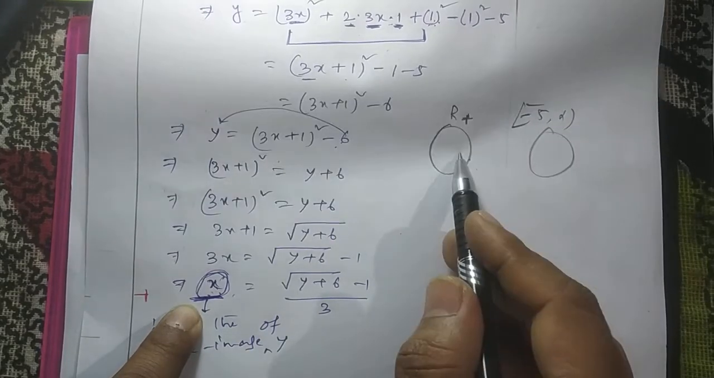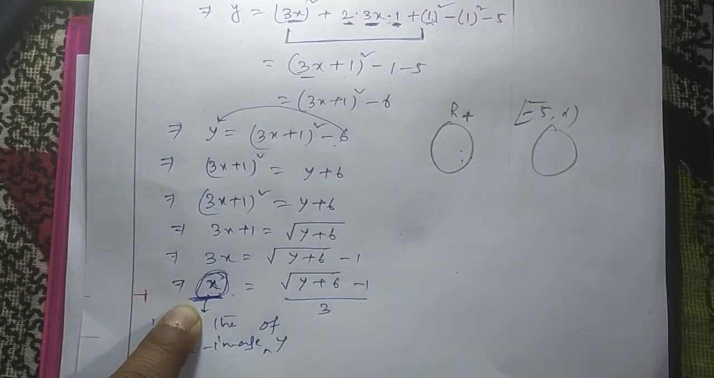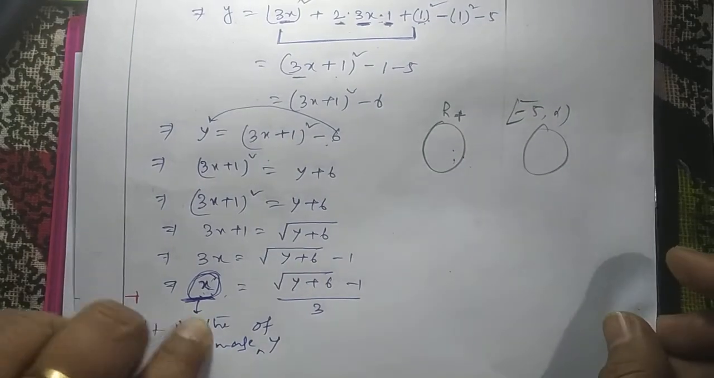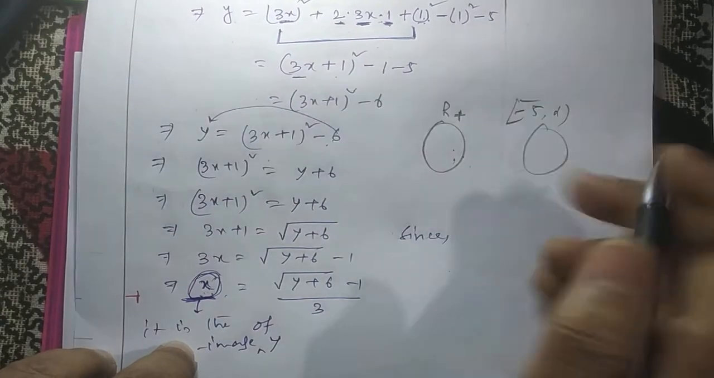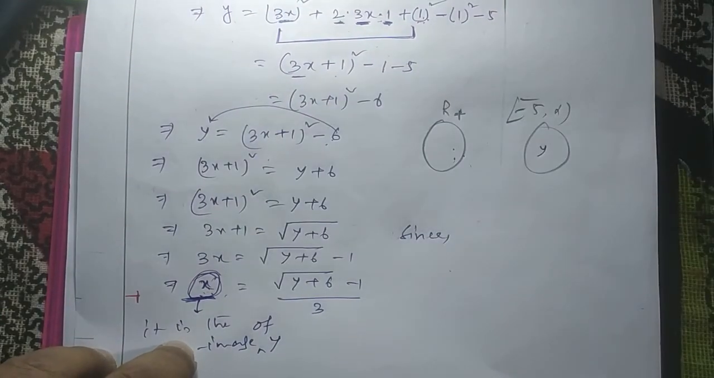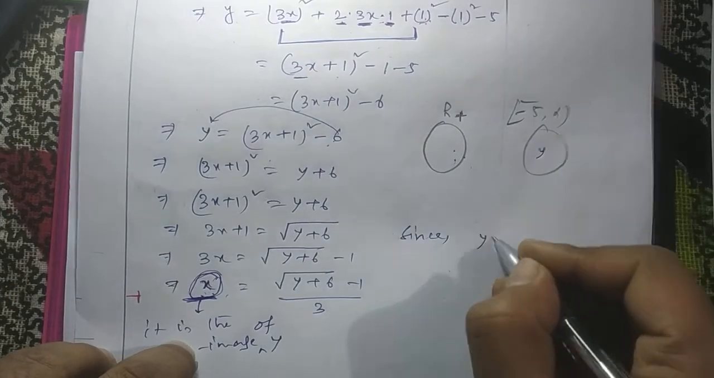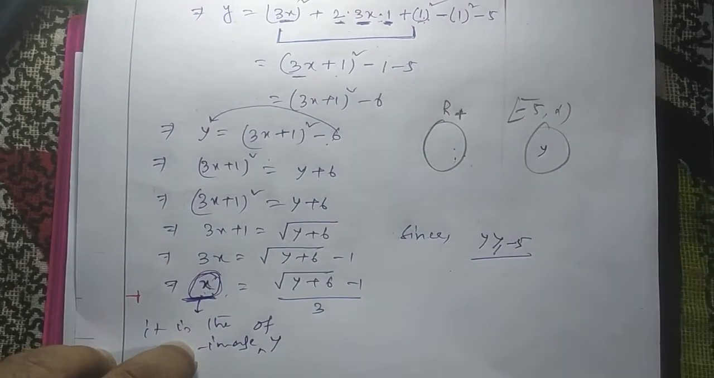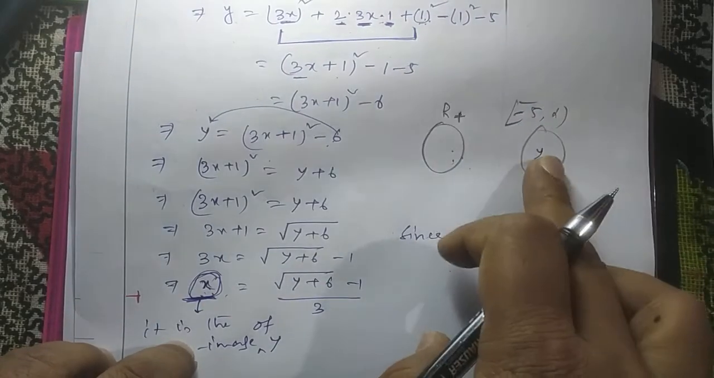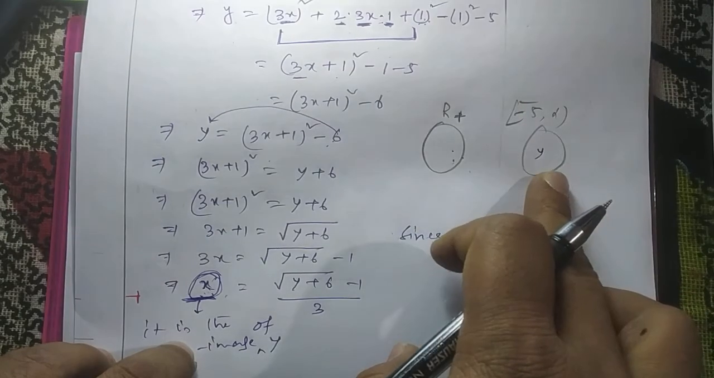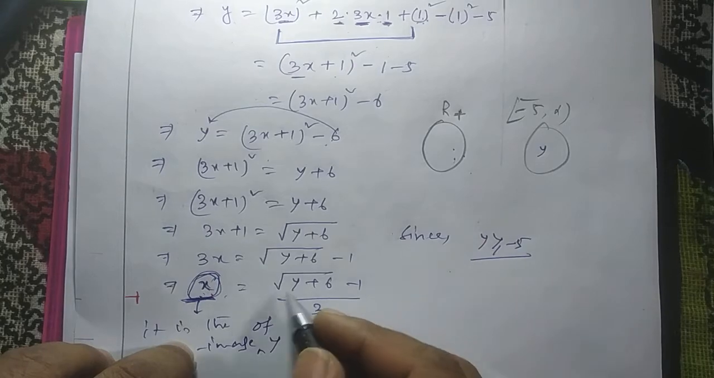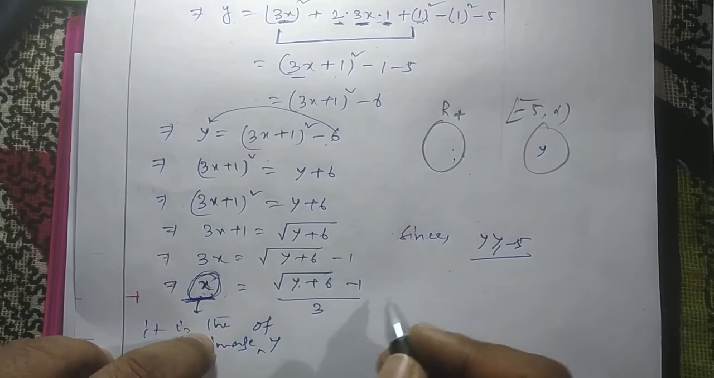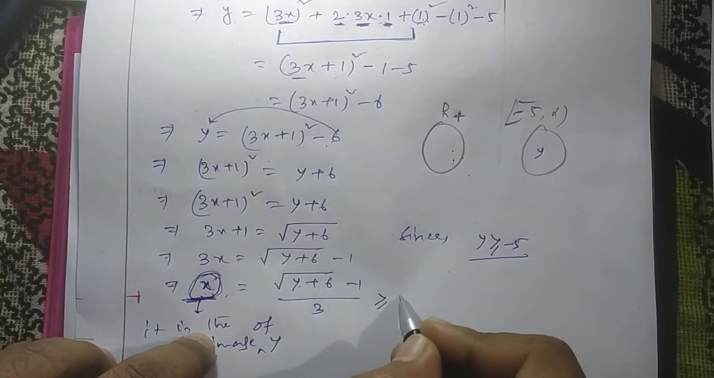If it belongs in the domain, then it will be surjective, otherwise not. Now let's check. Since we have chosen y from the codomain set, already I have set y bigger than or equal to minus 5. So every y will be bigger than or equal to minus 5.